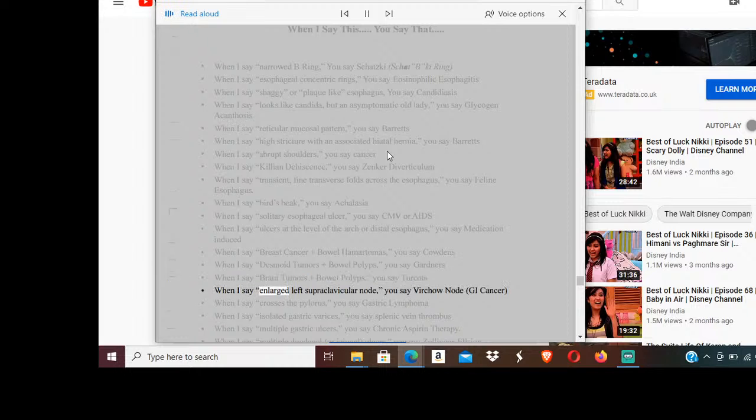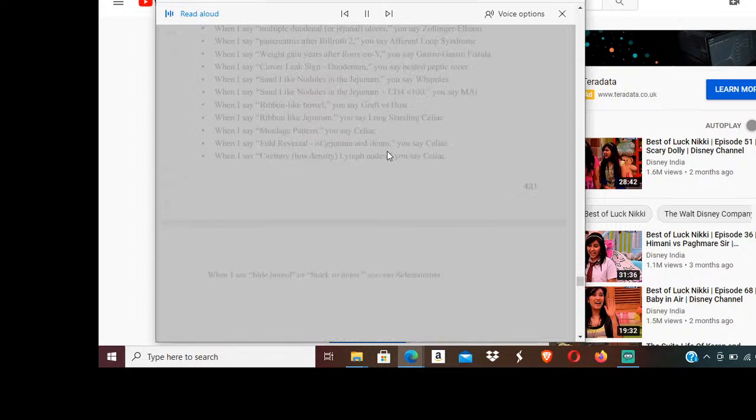When I say enlarged left supraclavicular node, you say Virchow node, GI cancer. When I say crosses the pylorus, you say gastric lymphoma. When I say isolated gastric varices, you say splenic vein thrombus. When I say multiple gastric ulcers, you say chronic aspirin therapy.